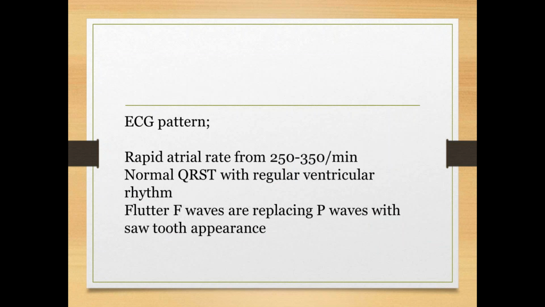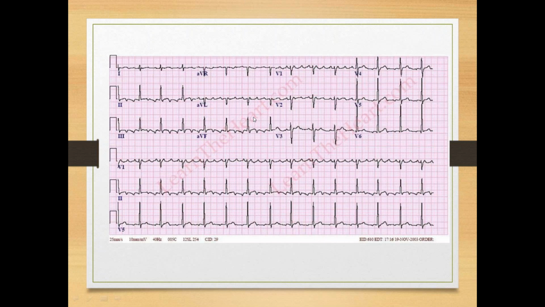So there is a regular ventricular rhythm here. RR interval is normal. RR interval depicts the ventricular rhythm. PP interval depicts the atrial rhythm. So the PP interval is disturbed here, in the atrial flutter.